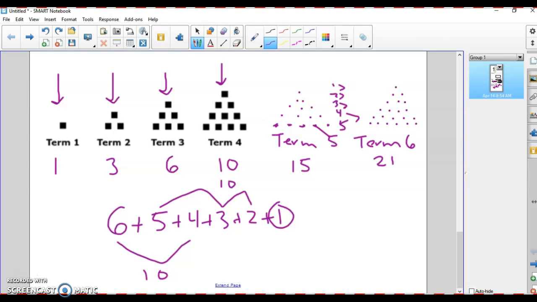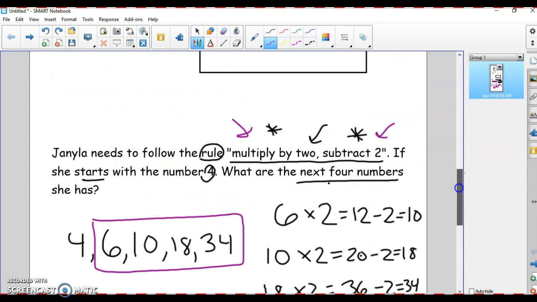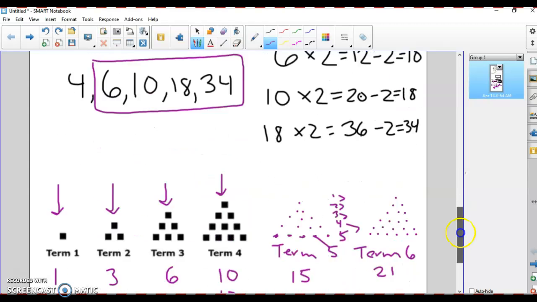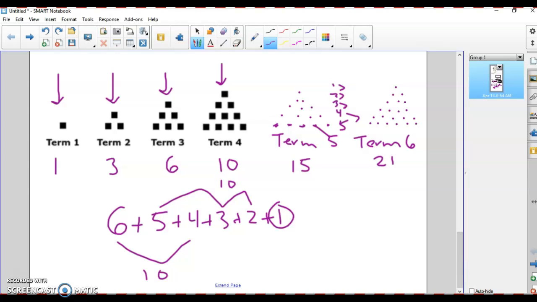In this case, the rule would be start with the number, the term tells you how many squares on the bottom row, and then fill it in on the rest, just like the other terms. So sometimes they're going to give you a rule, like our previous problem here. It said she needs to follow the rule. It'll tell you the rule. But then sometimes with number patterns, they're not going to tell you the rule. You have to figure it out by using a little bit of complex cognitive ability.